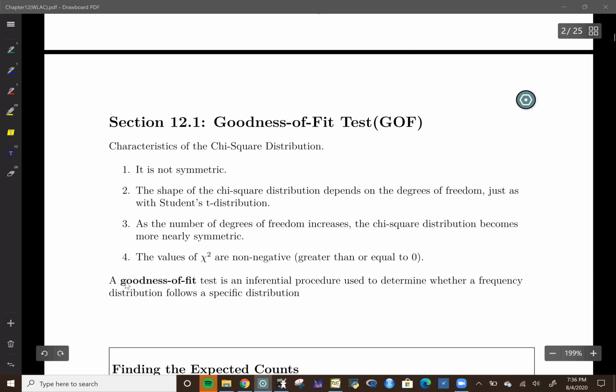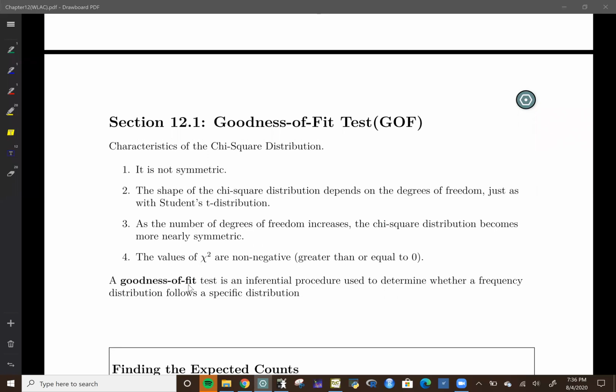So the first one we're going to go over is something called the goodness of fit test. The goodness of fit test is just testing how good of a model we have. It is usually used for categorical data sets. We're testing how well the data set that we collected fits what it actually should have been.